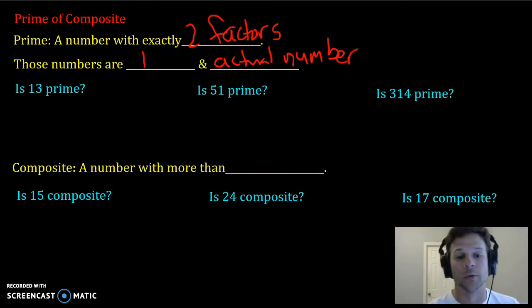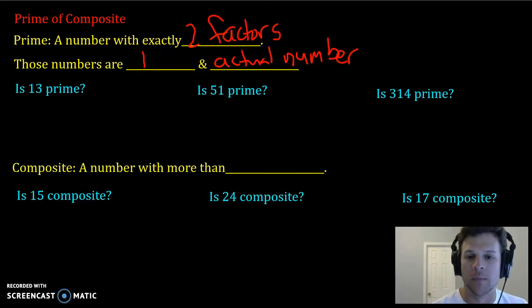Okay? For example, the number 2 is prime because the only factors of the number 2 are 1 and 2. 1 is not prime because 1 and 1 are its only factors, and they have to be two unique numbers, 1 and that actual number, to determine if something is prime.